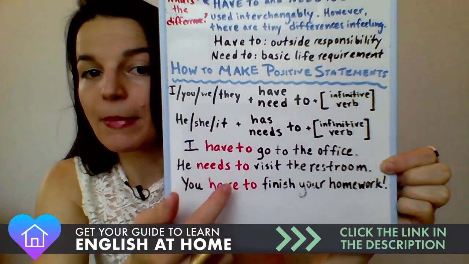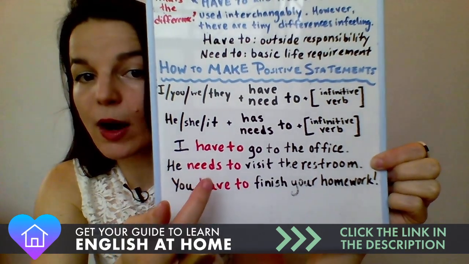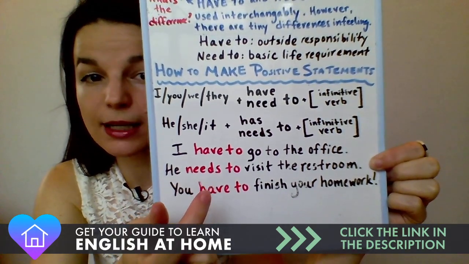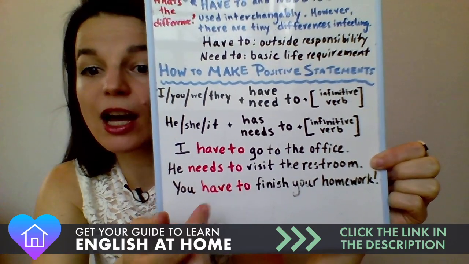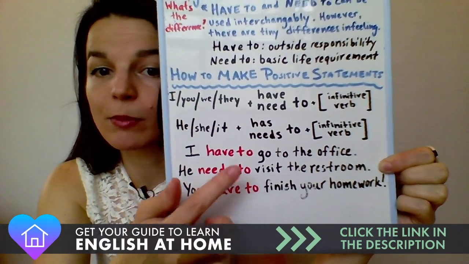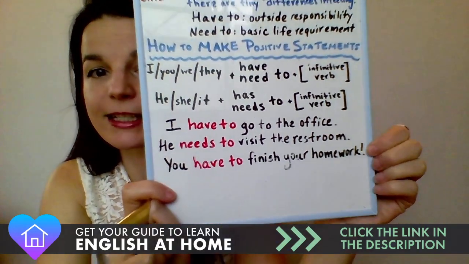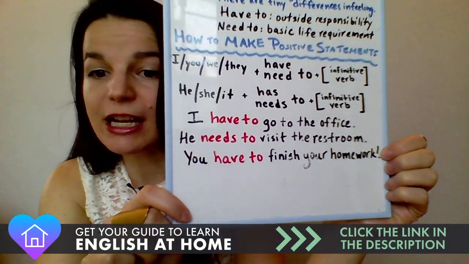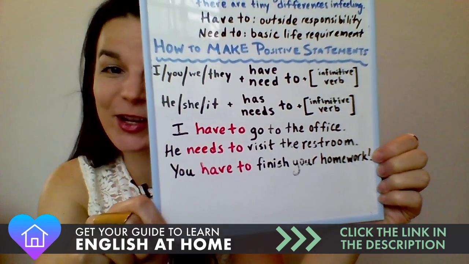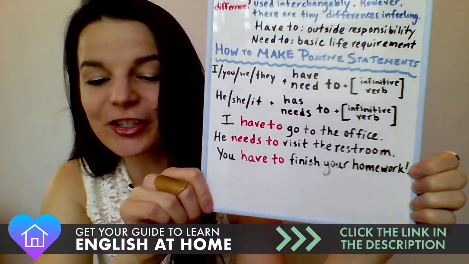So again, my subject is he, so I conjugate need to needs. He needs to visit the restroom. Visit is my verb here, my infinitive verb, visit. Finally, my final example, you have to finish your homework. Many of you maybe. You have to finish your homework.